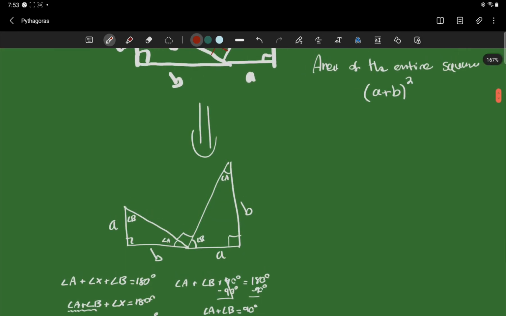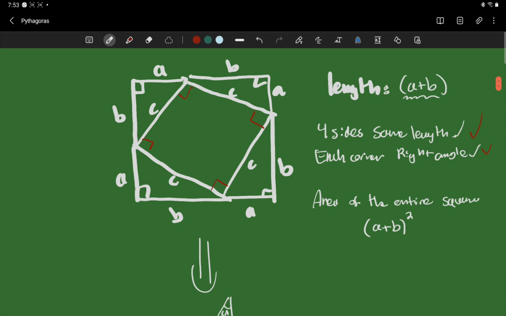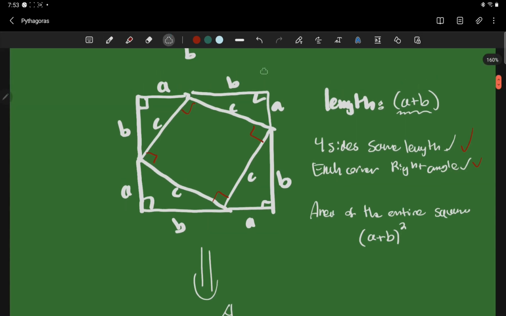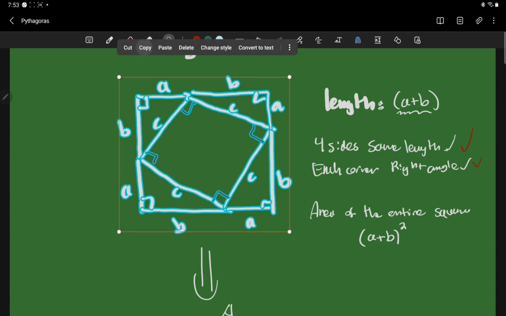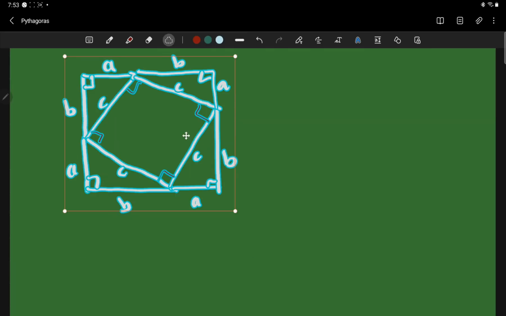So now what are we going to do from here? Well, I'm going to go down. I'm actually going to copy this drawing so we can reference it. So I'm going to grab all of it, press copy. Then we're going to move down, and we're going to paste it in.